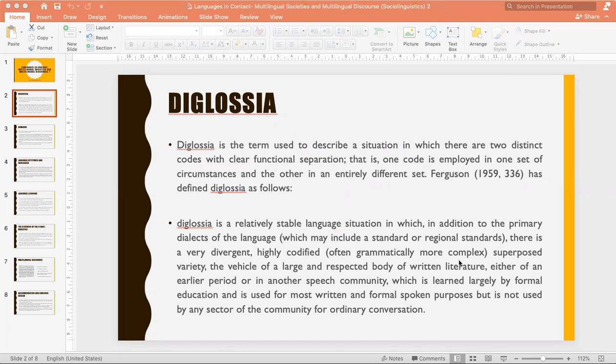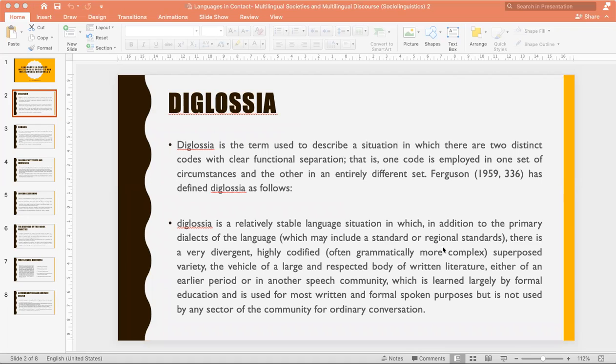So diglossia is a relatively stable language situation in which, in addition to the primary dialects of the language, there is a very divergent, highly codified variety. Highly codified here means grammatically more complex, superposed, with the quality of being high, and having a large and respected body of written literature.